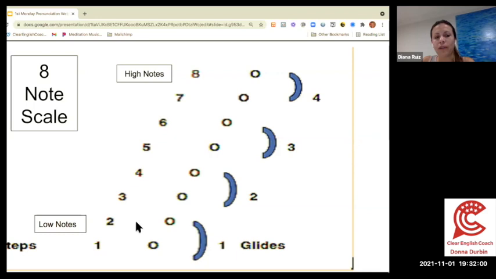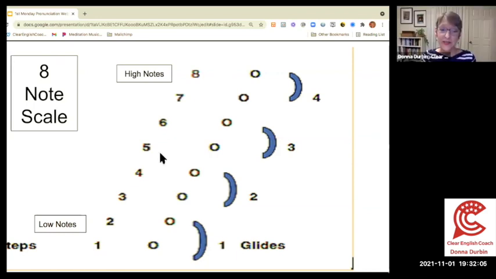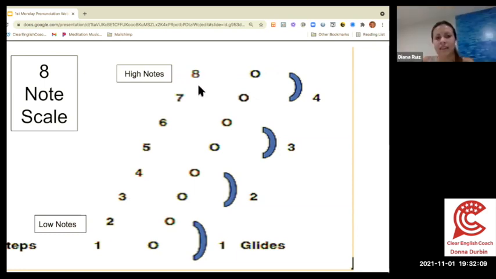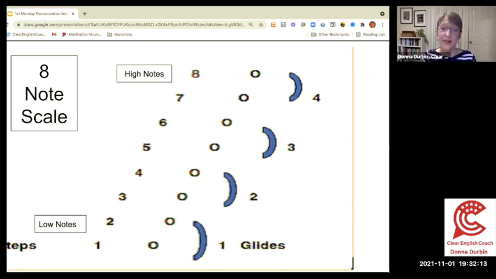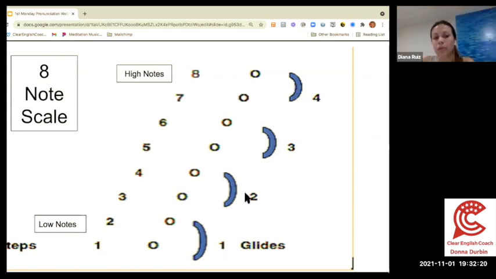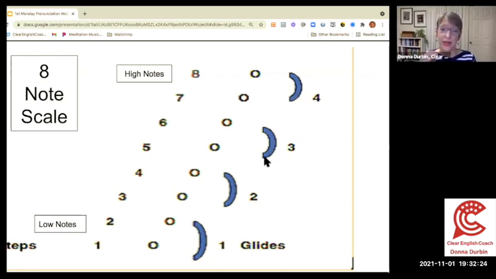Okay, Diana. 1, 2, 3, 4, 5, 6, 7, 8. 8, 7, 6, 5, 4, 3, 2, 1. Okay, and the glides. 1, 2, 3, 4. Okay, so these are pretty close together. We don't have enough of a step, so that would be something you might work on.